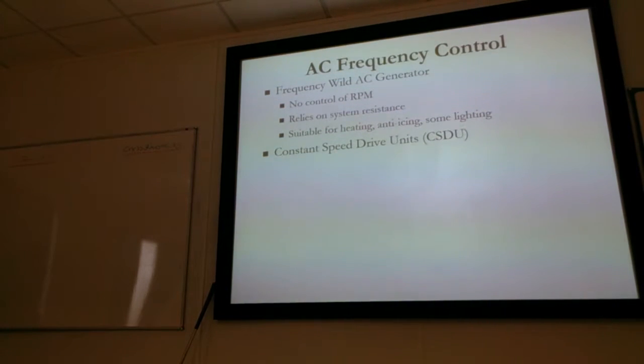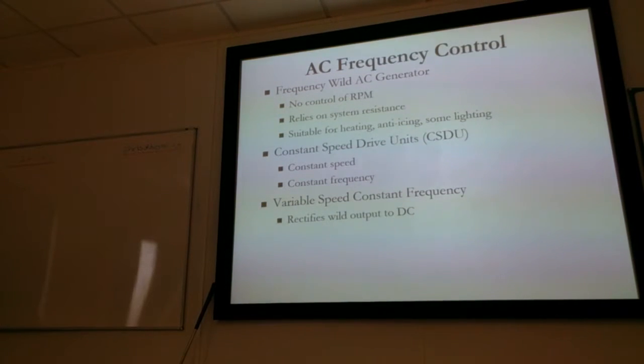For helicopters, of course, it's that much easier because the NR, the rotor speed, tends to be governed. So we'll run our generators off of the gearbox drive, and we've got a constant speed unit right there. But for fixed wing, you'll need a constant speed drive unit. Constant speed equals constant frequency. The other way to do it is variable speed, constant frequency, except that you can have a frequency wild output, but then you rectify it to DC and invert it back to a constant frequency AC.